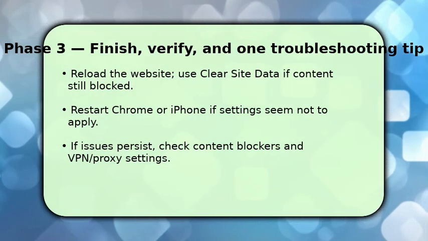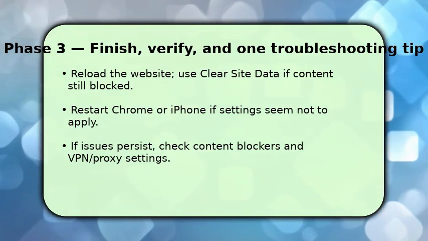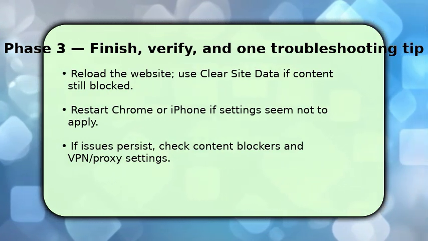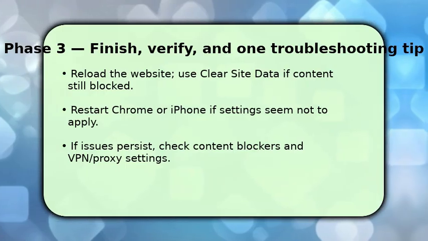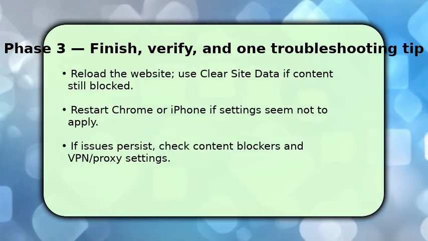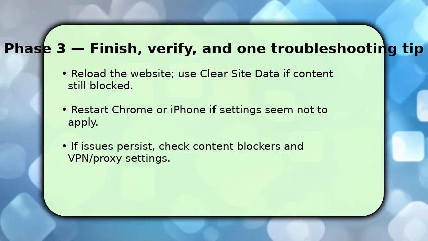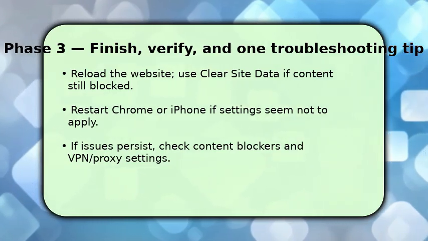After enabling JavaScript, reload the page to confirm interactive elements appear. You may need to tap refresh twice. If things remain broken, clear site data for that domain in Settings to remove cached blocked content, then reload. Once done, restart Chrome or reboot the iPhone to ensure changes take full effect.